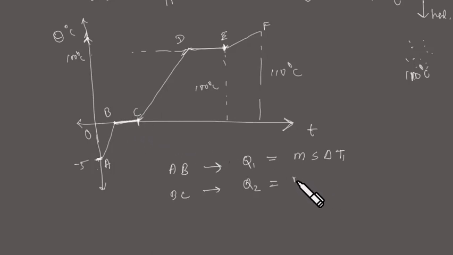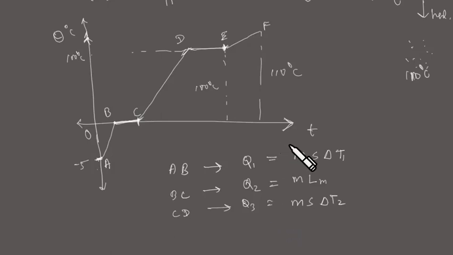So that means here we will apply the formula mL, for freezing or melting, mLm. This is the amount of heat required for the ice to become liquid, complete water. Then from C to D, again the state does not change, but the temperature changes. That means at this point we will apply the formula Q3 equals m s delta T2.